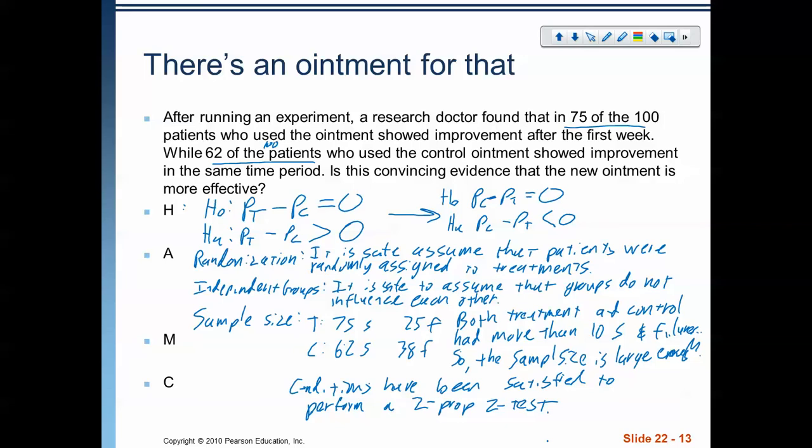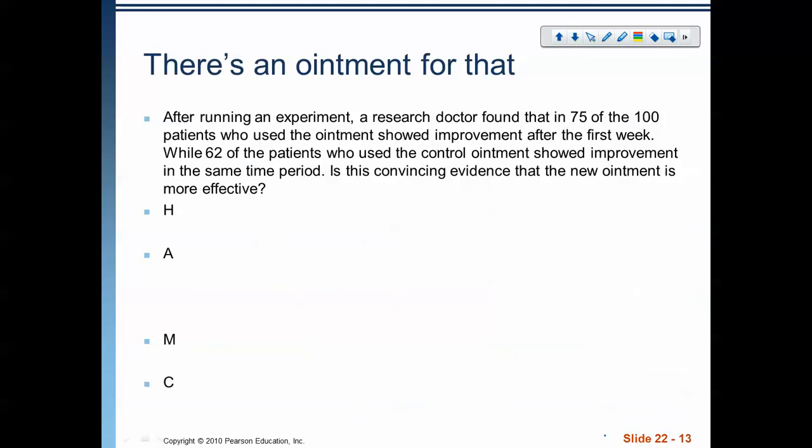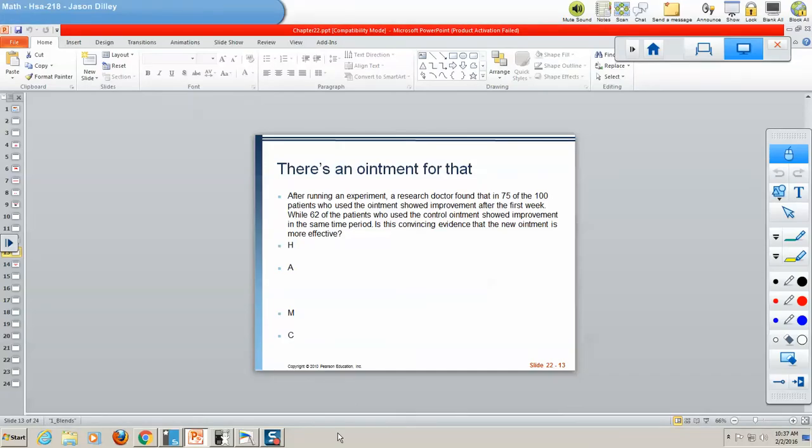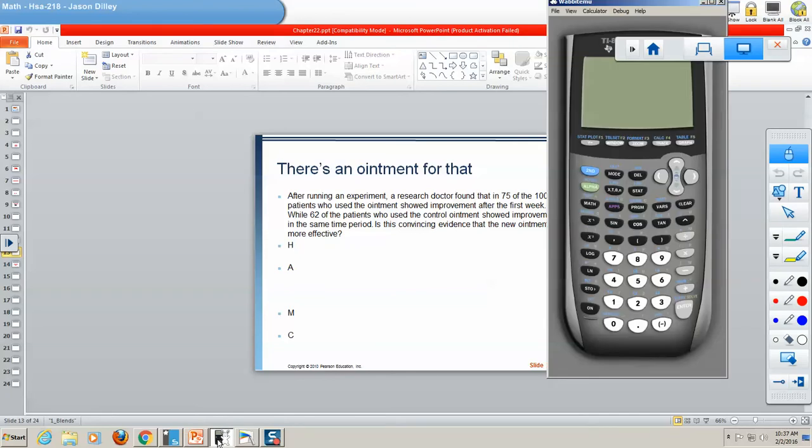Everything is ready to go. We can run a 2-prop Z test. So I'm going to clear this screen. Now, for the AP test, you can write the whole formula out. As long as you name the test, though, you can actually just do the calculator output that you would be putting in for the test itself. So I'm going to switch over here to this.